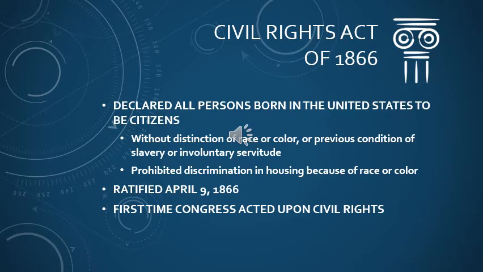The Civil Rights Act of 1866 declared all persons born in the United States to be citizens, without distinction of race or color, or previous condition of slavery or involuntary servitude, and prohibited discrimination in housing to individuals because of their race or color. It was ratified on April 9, 1866. This was the first time the United States Congress acted upon civil rights of the citizens.